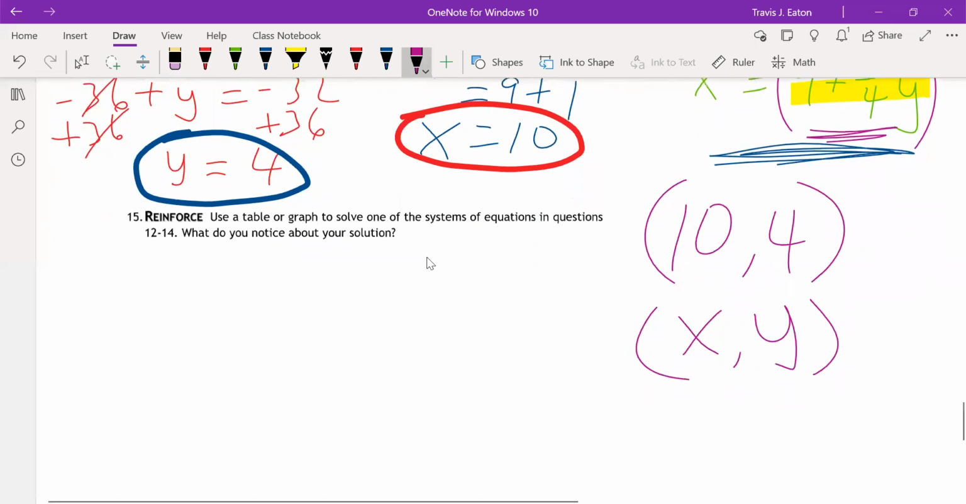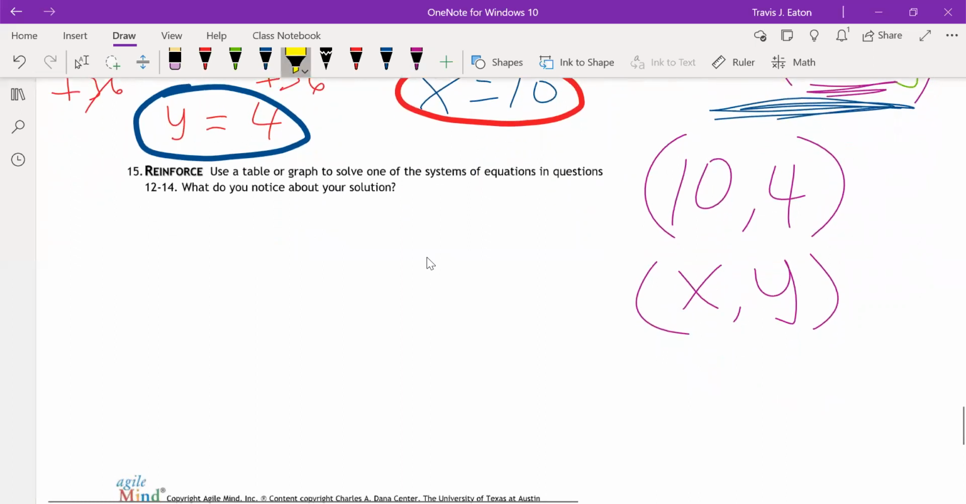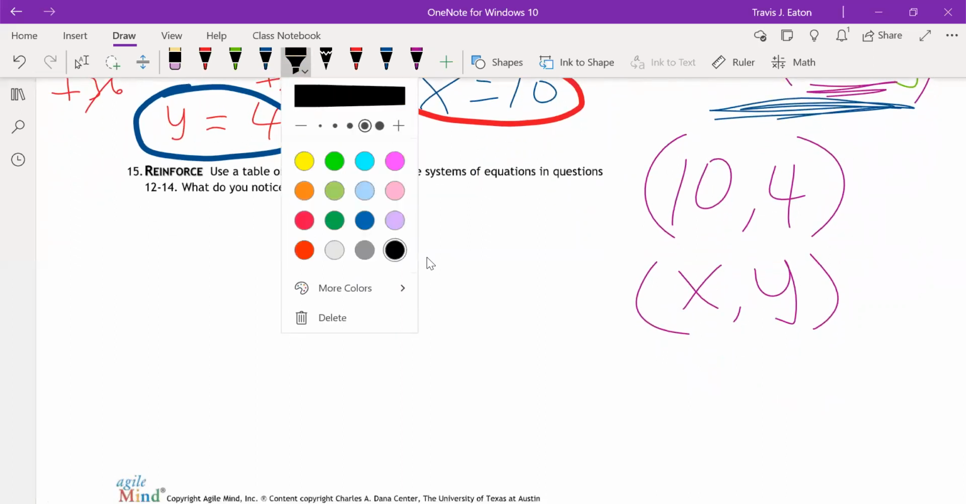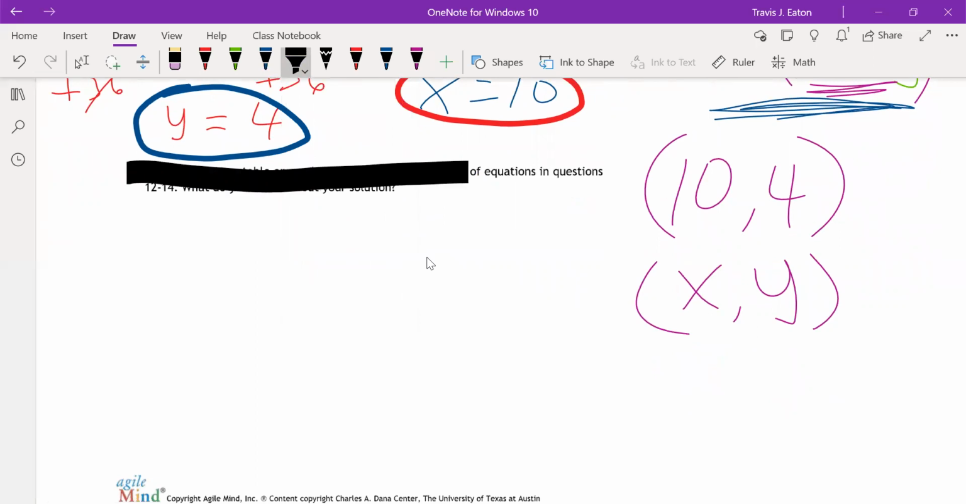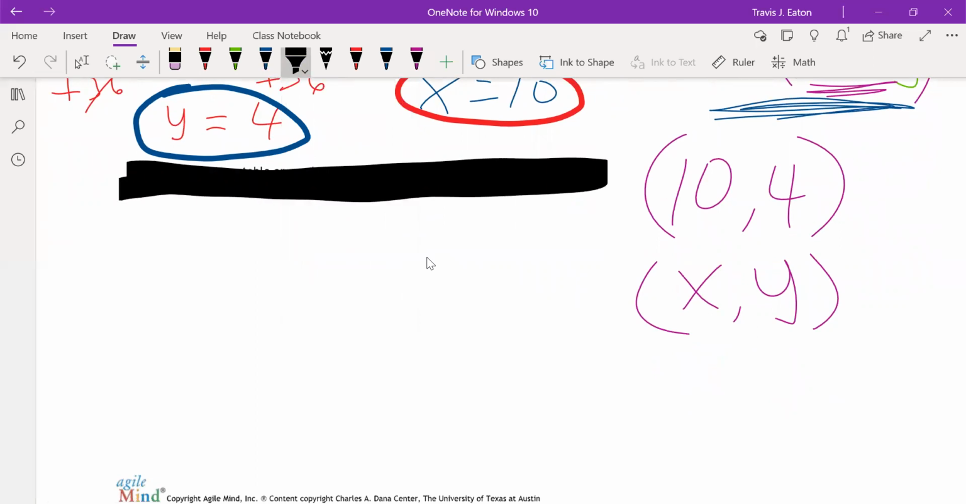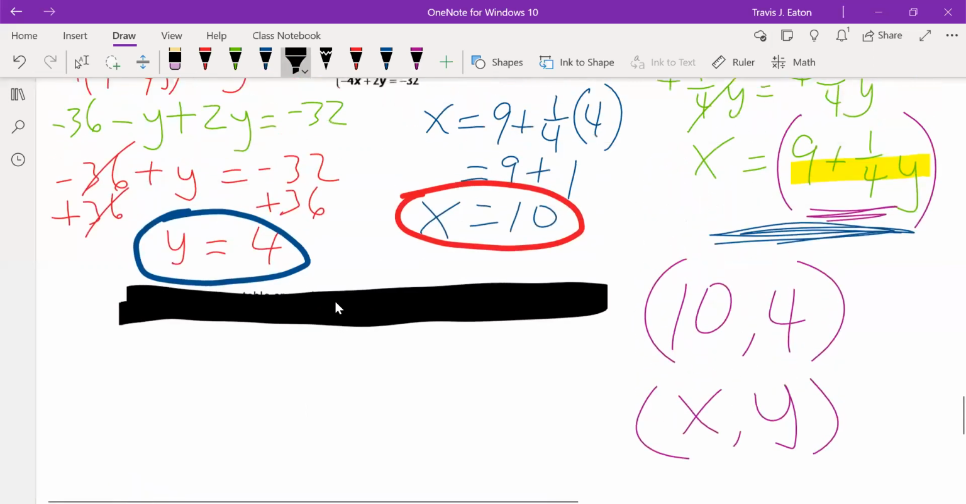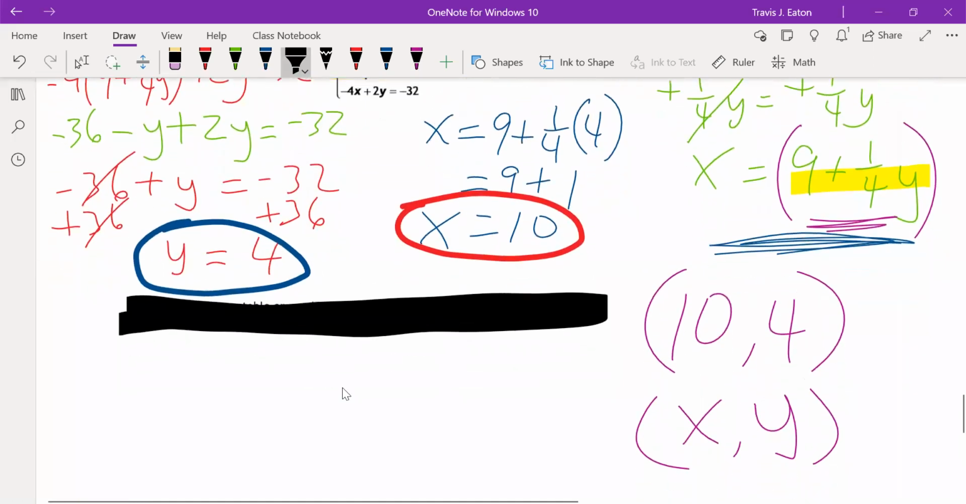Now, question 15 is the last question on this, and we aren't going to worry about it. You can use a graph. I mean, you can use a graph and see if that works out for you, but that's optional. You can always use a graph to see if your solution is true or not. But solving by substitution requires good algebra skills. So make sure that you're putting those skills to good use.